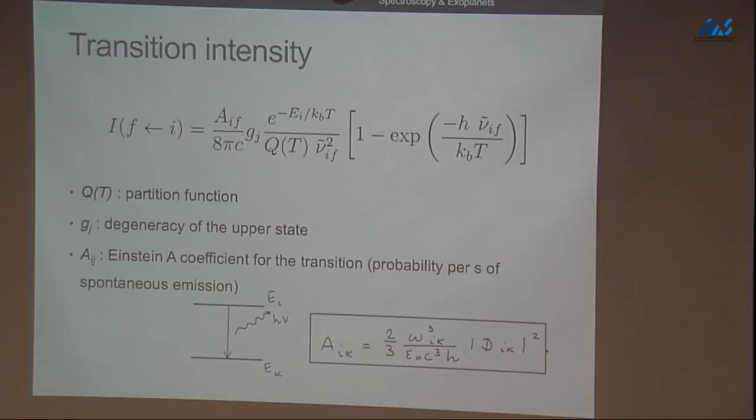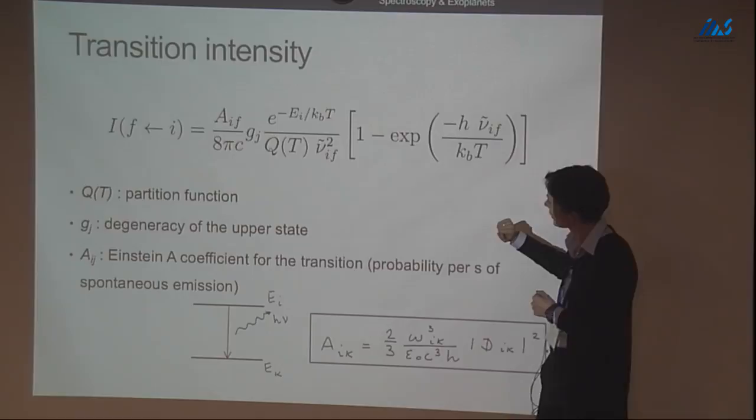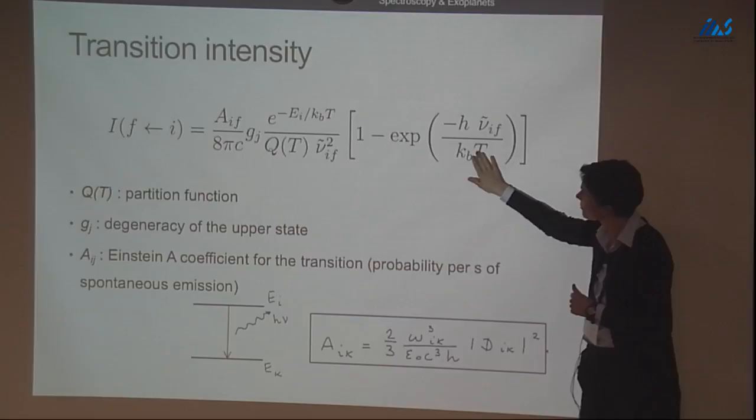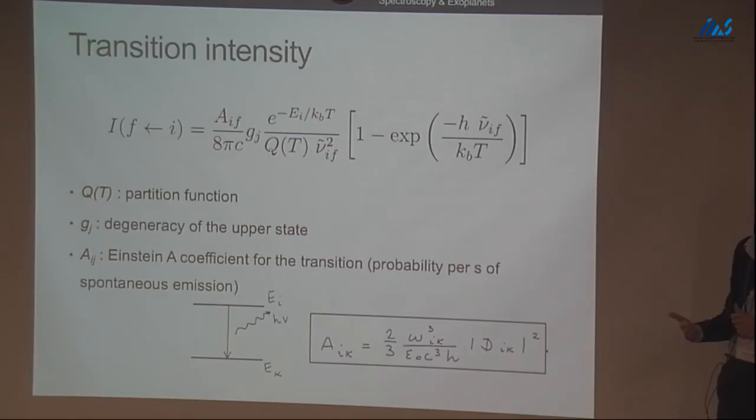What is the transition intensity? As I said, it's linked to the probability of having a particular transition. And what I want you to get out of this expression here, which is quite complicated, is simply that there are many terms that depend on the temperature. And for people who are calculating line lists, so basically cross sections as a function of wavelength for each molecule, it's extremely important that they do this calculation at the right temperature.